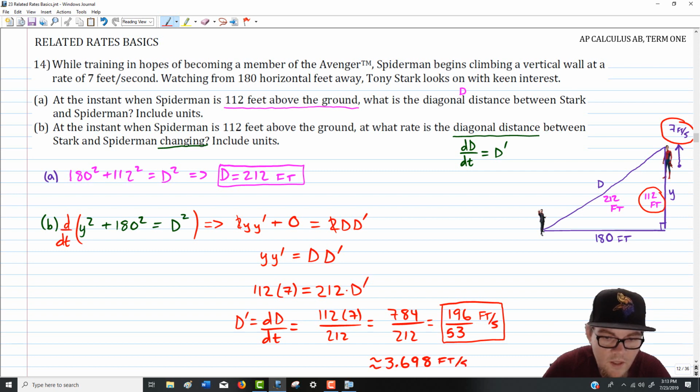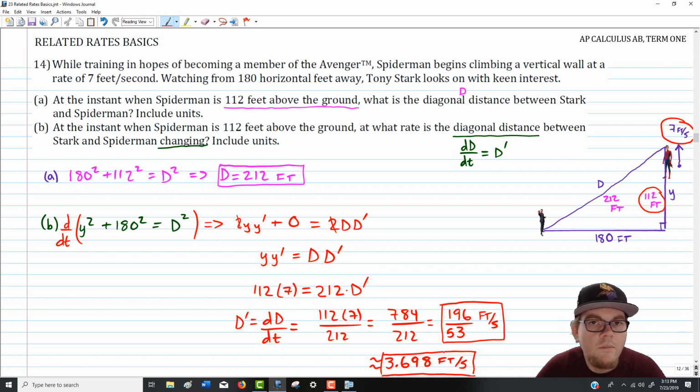So that distance between them, which maybe would be relevant to a superhuman with the ability to shoot spiderweb sort of stuff out of his wrist launcher and cover a short distance in a short time. We know that the distance between them is basically increasing by a little bit, around 3 3/5 feet per second.